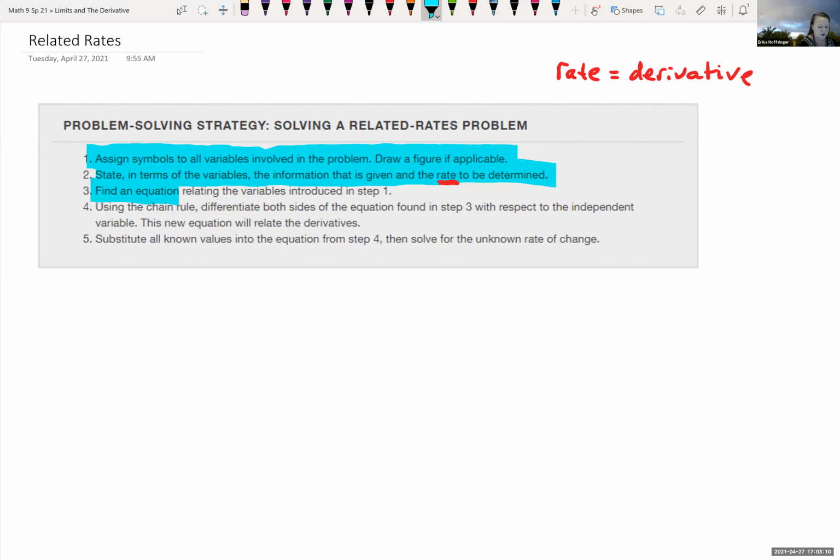We're going to find an equation relating the variable that we just said and defined in step one. We're going to use the chain rule to differentiate both sides of the equation that we found in this last step with respect to the independent variable. This new equation will relate the derivatives. So in here, when it tells us that we're going to take the derivative of both sides, use the chain rule, we're using our implicit differentiation.